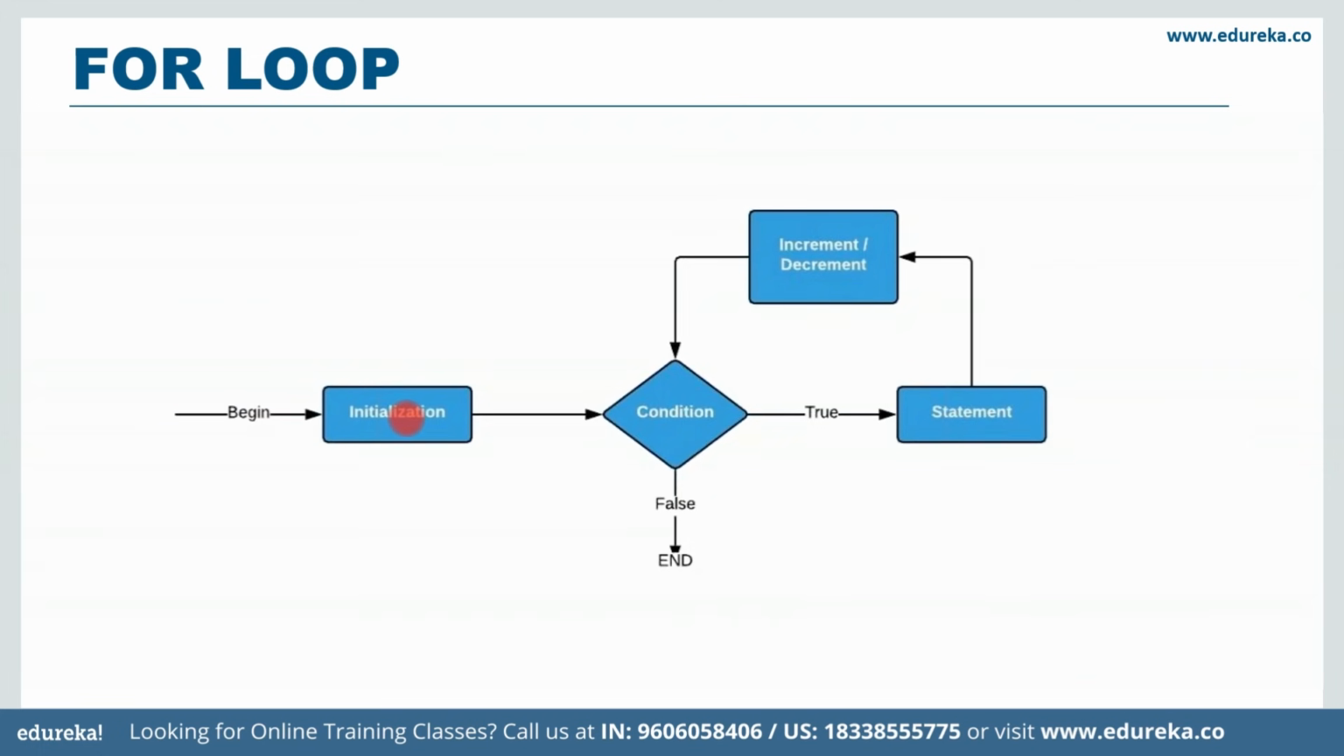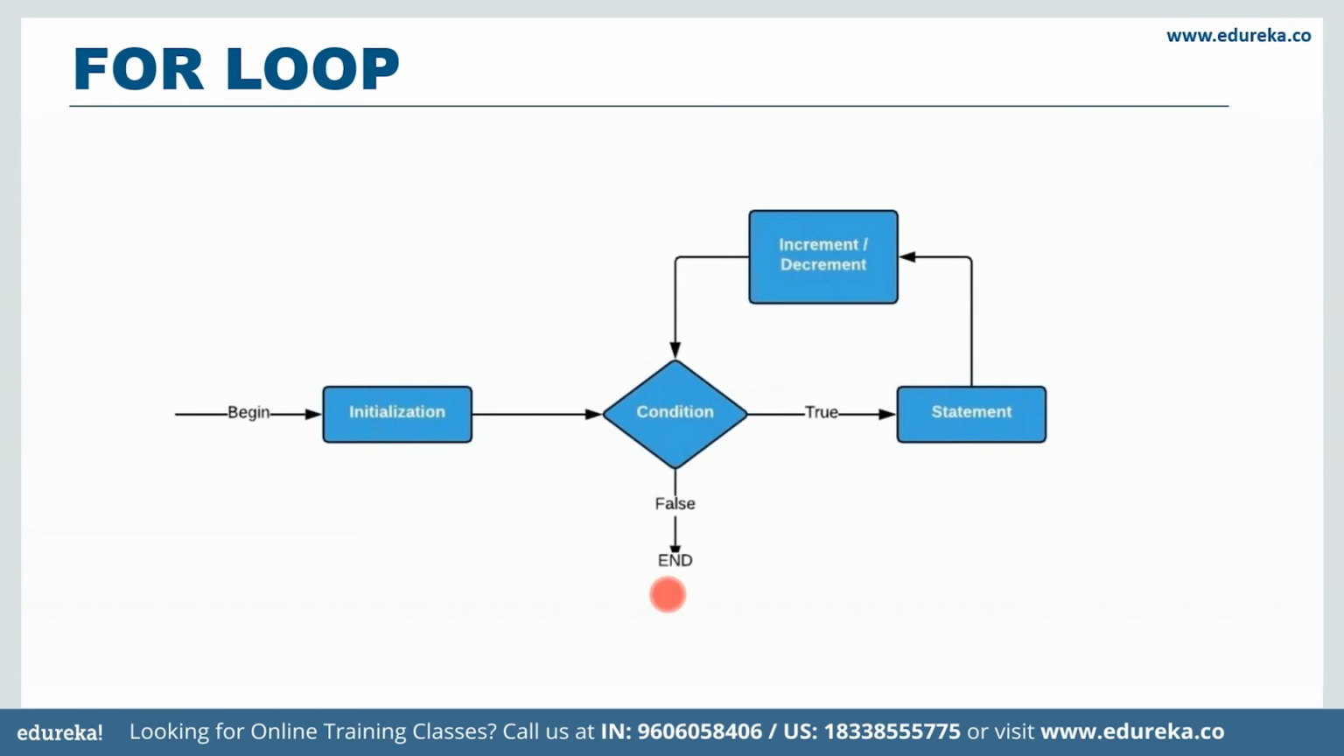The control begins at the initialization state, and once the initialization is done, the control checks the condition. In case the condition is true, then the statements inside the for loop will be executed, and once the statements are executed, the control flows into the increment or decrement operator and performs the operation of increment or decrement as per the user's request. Once the process is done, the control will again enter the condition and checks the condition's validity. If the condition is valid, then it enters the loop again. In case the condition is false, then it will exit the for loop. This is how the for loop works.